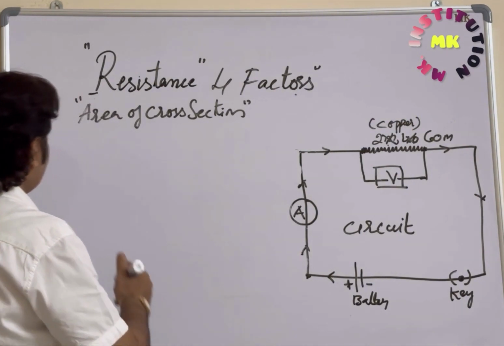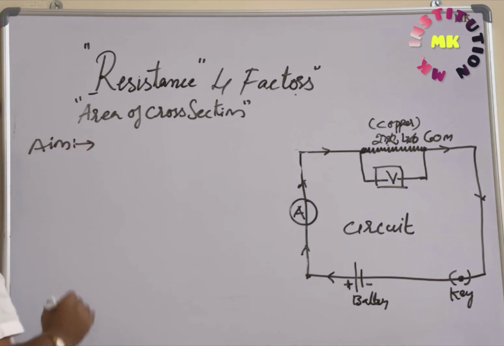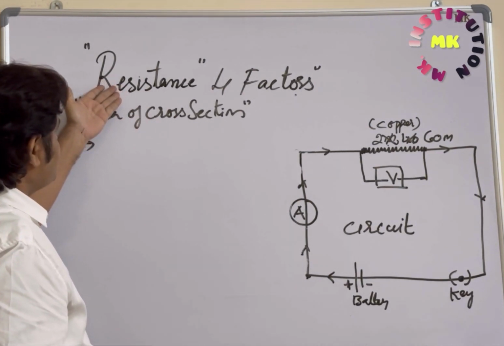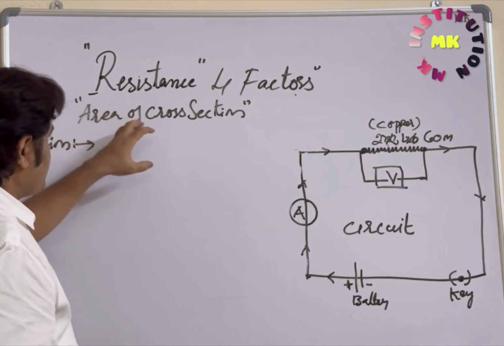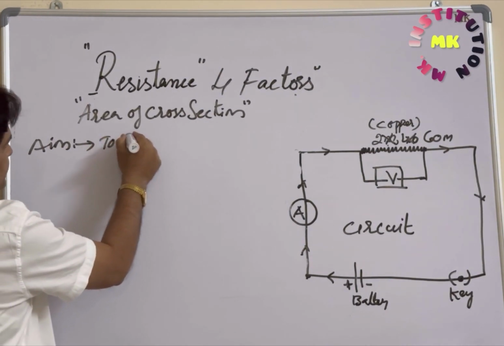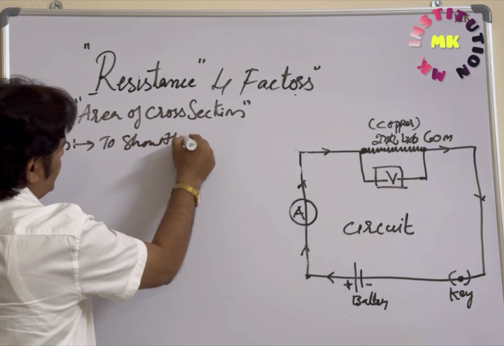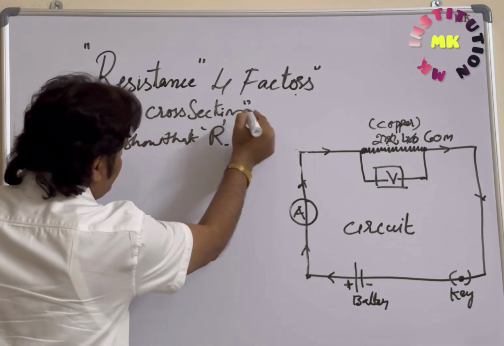Now what do we have to take here? Aim. The same procedure, okay. What do you write as the aim? To show that resistance depends upon the area of cross section, whether it depends on cross section or not. To show that resistance depends upon area of cross section.